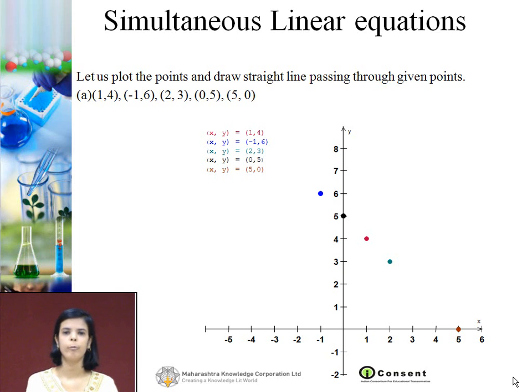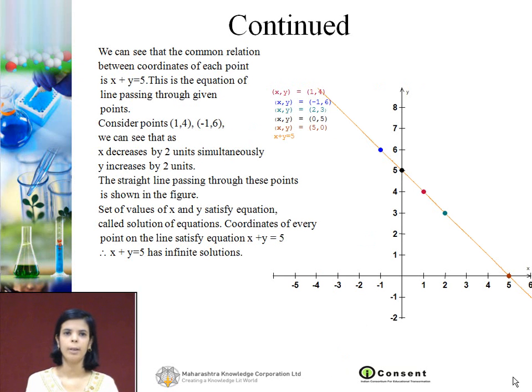We can see that the common relation between the coordinates of each point is x plus y is equal to 5. म्हणजे x कोऑर्डिनेट समजा 1 असेल आणि y कोऑर्डिनेट 4 असेल तर त्यांची बेरीज ही 5 येते। This is nothing but the equation of line passing through given points.